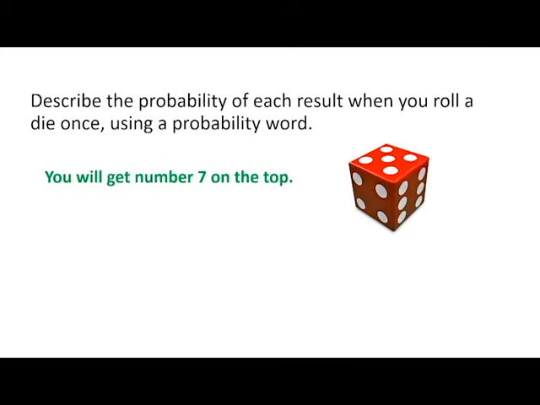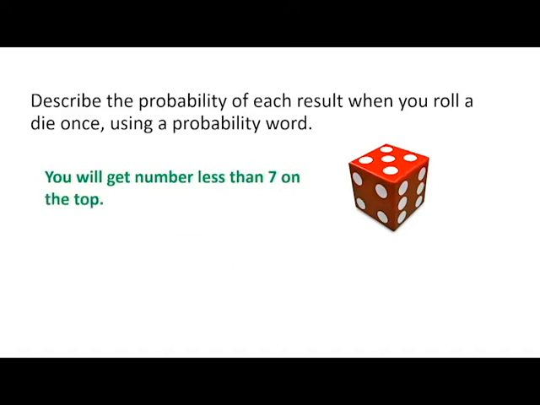What is the probability you'll get number 7 on the top? Give a guess. Yes, if you have thought it as impossible, then you are correct because dice has only 6 sides and it has no 7 on the dice. So it is impossible.